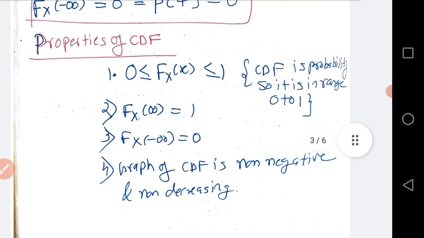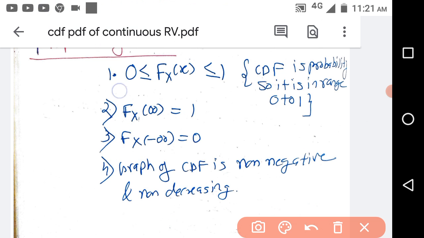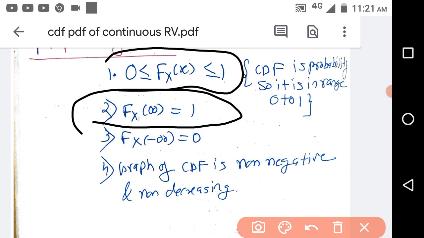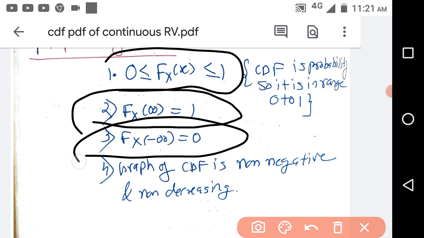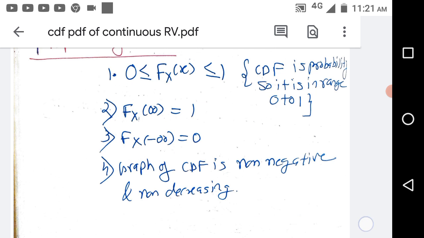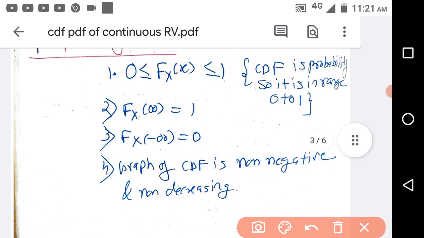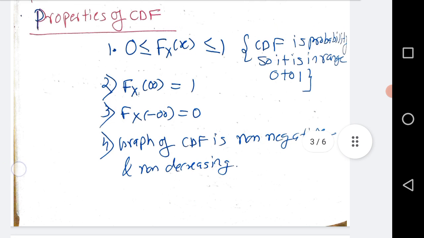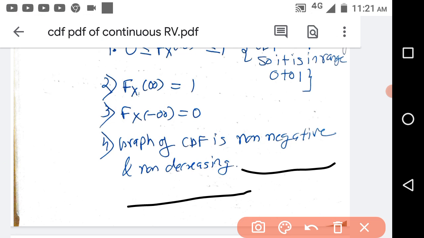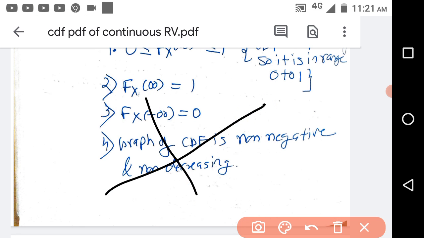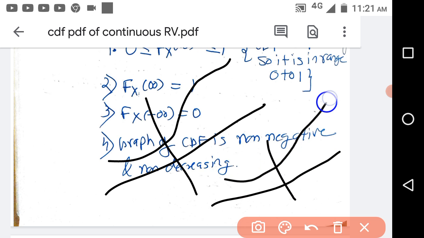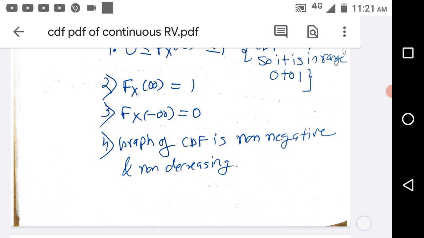So what are the properties of the CDF? CDF is a probability, so its range is 0 to 1. We have just seen that F_X(infinity) is equal to 1 and F_X(minus infinity) is equal to 0. The graph of CDF is non-negative, as it is a probability, so it can't take negative values, and it is non-decreasing. In the continuous case, the graph of CDF is continuous, so it is like this. It is only increasing or constant, and it is continuous.